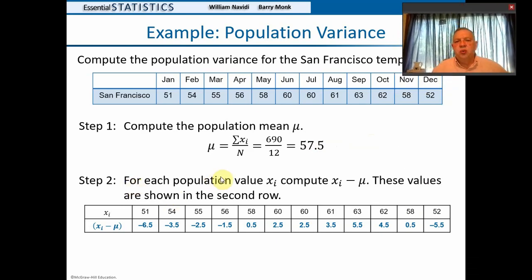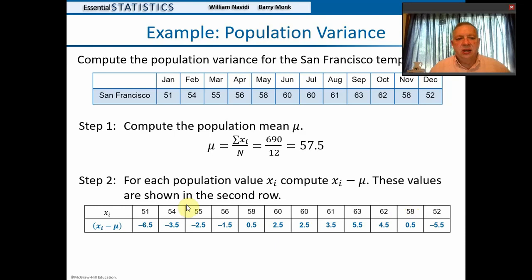And then step 2, for each one of these population values, I'm going to subtract the mean. I'm going to get the distance of x sub i from that mean. These values are shown in the second row. So here's the x sub i for January, February, March, April, and then I'm going to take that 51 minus the 57.5. I get negative 6.5. Now notice some of these are positive, some of these are negative. If I just added these distances up, they're going to be pretty close to 0. They're going to average out to be 0.